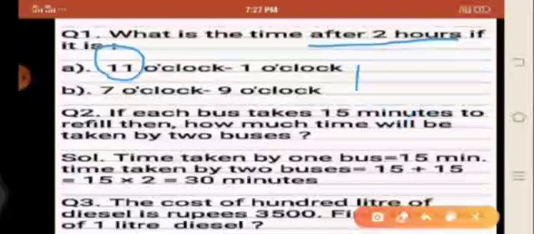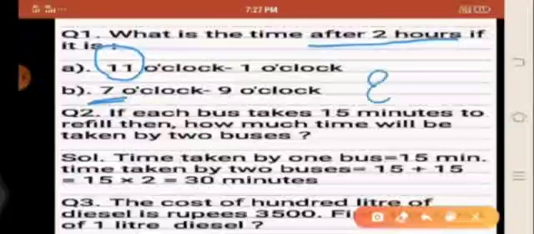Now next is B part, 7 o'clock. Again we will count after 7. What comes? 8 and 9. 2 numbers we will count, because 2 hours means 2 numbers. So after 7, what's the time?